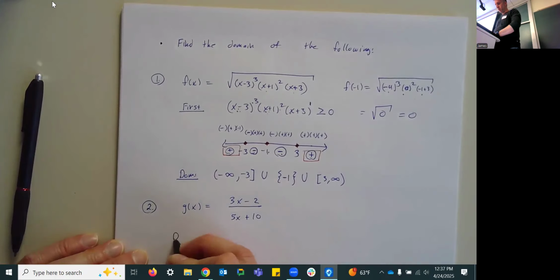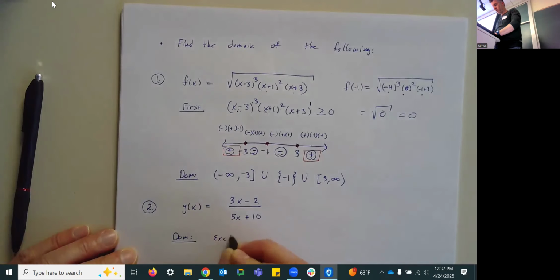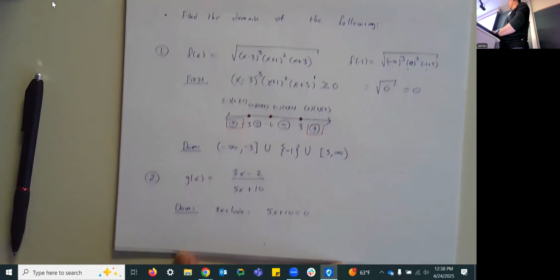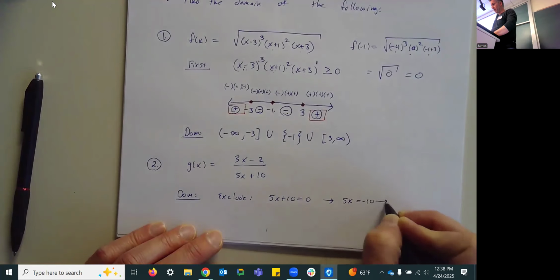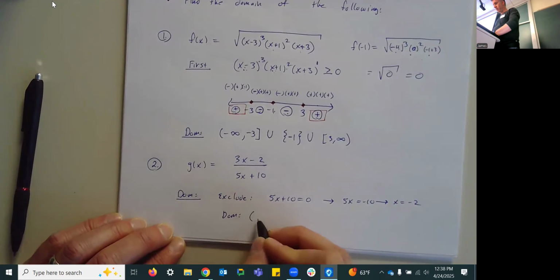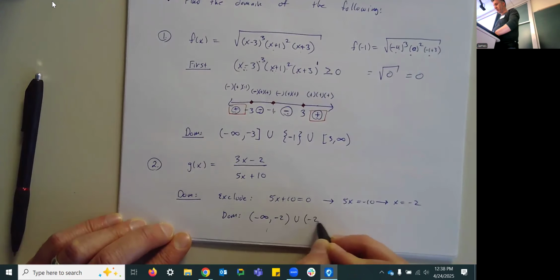For the domain, the only thing we have to worry about, there aren't any square roots, there aren't any logarithms, but there is potential division by 0. So we have to make sure that we exclude any value of x that makes the denominator equal to 0. In other words, exclude the values where 5x plus 10 is equal to 0. Solve for x. 5x equals -10, x equals -2. So here our domain is every real number except for -2. So everything from negative infinity to -2, union, -2 to infinity.